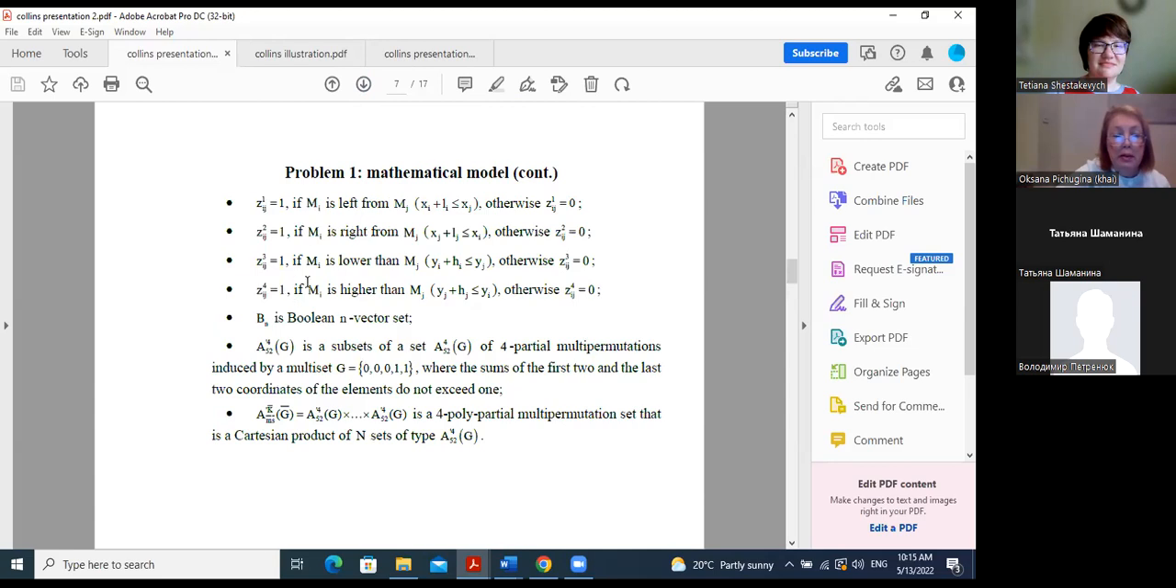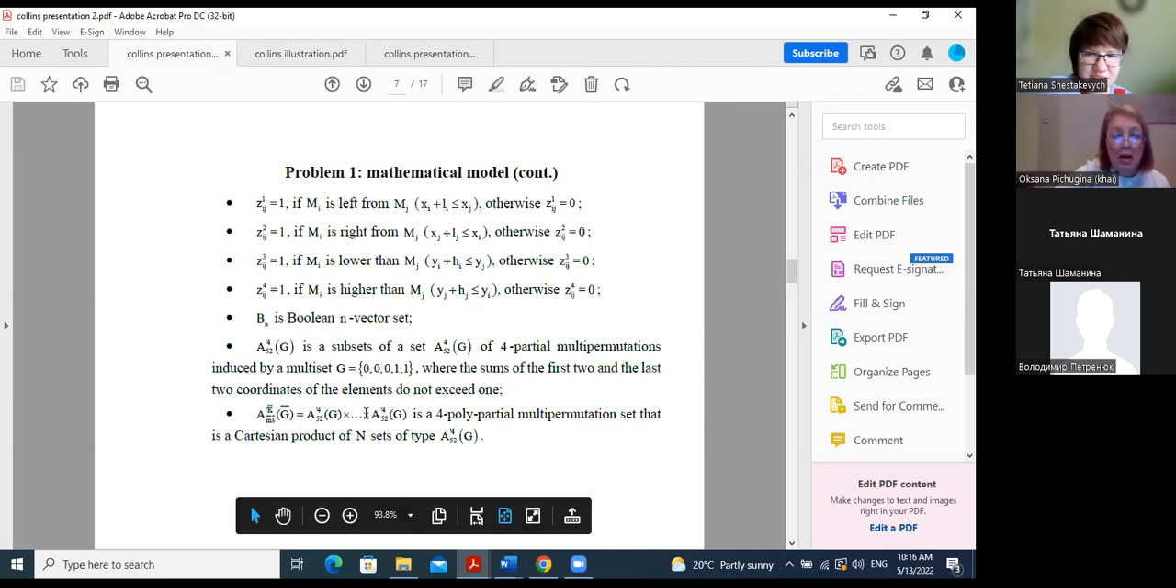For any two modules that are not overlapped, one or two of these variables are equal to one. These variables form the combinatorial set which we introduced, and all the variables are elements of the Cartesian product of such sets.